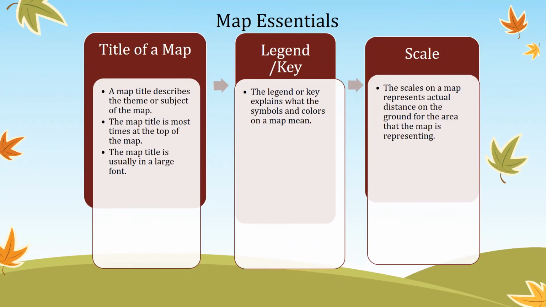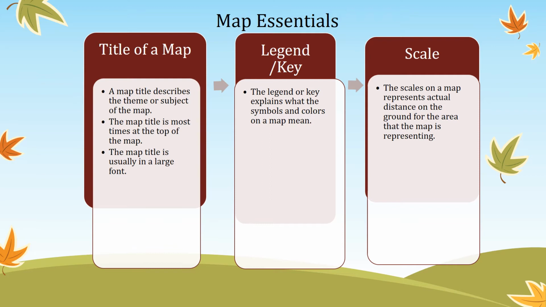Now, boys and girls, let us take a closer look at map essentials. The title of the map tells the person who is reading the map what the subject of the map is about, or the theme, actually what the map is about. And the title is most times at the top of the map, but not necessarily all the time. And it is usually in large fonts. Compared to the other worded aspects of the map, it's larger in font. Now, the legend or the key explains what the symbols and colors on the map mean.